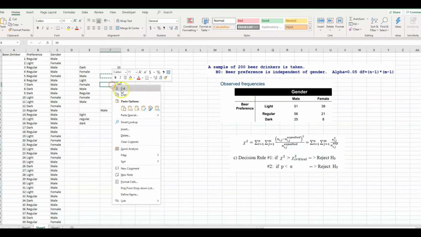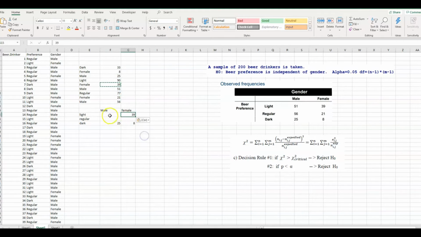And also light female 35, so this is male light, and we have regular. Regular will be male, and this is female. So 51, 39, same. 21. Regular male is 56, 25, and 8. So this area is all observed.